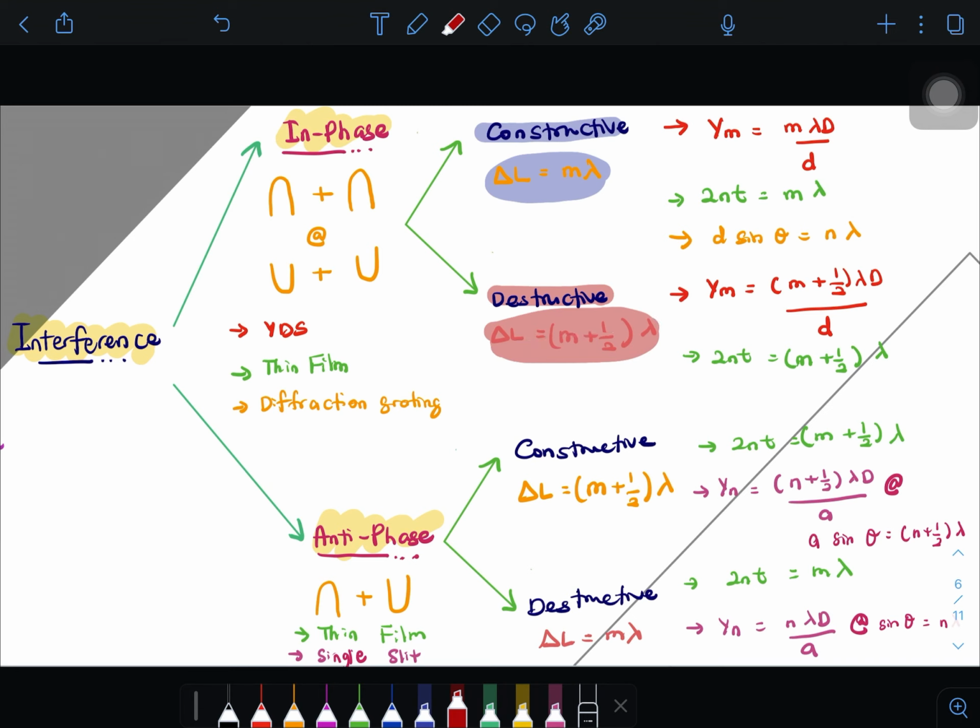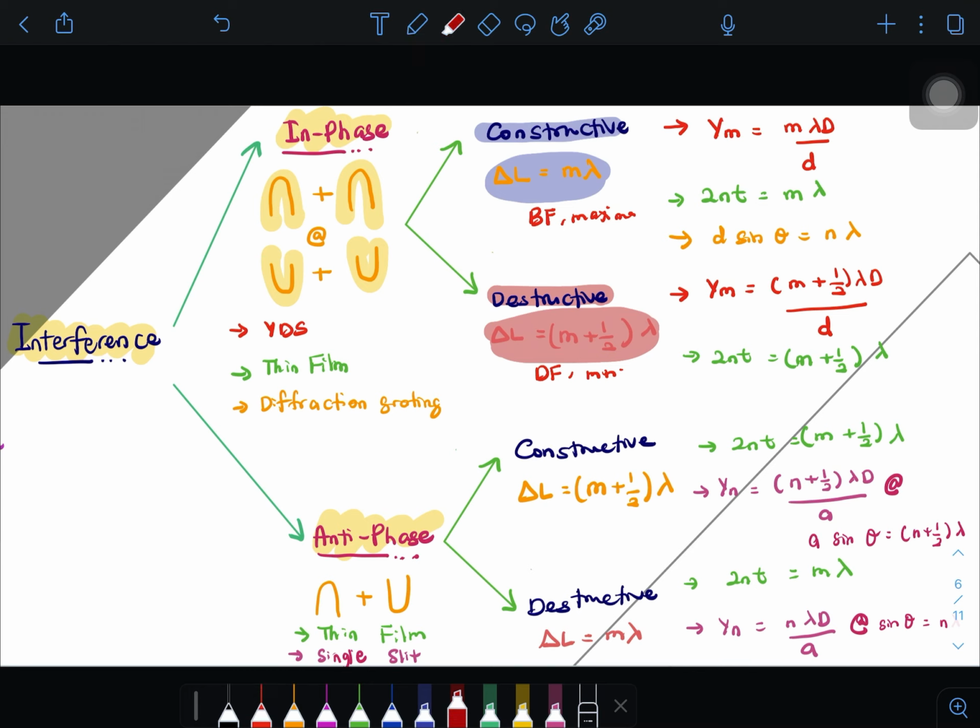Okay, so apakah in phase? Permulaannya sama. Positive A and positive A ataupun negative A and negative A. What is meant by constructive? Kalau kita menghasilkan bright fringes, maximum or maxima. Kalau destructive, dark fringes ataupun minimum.